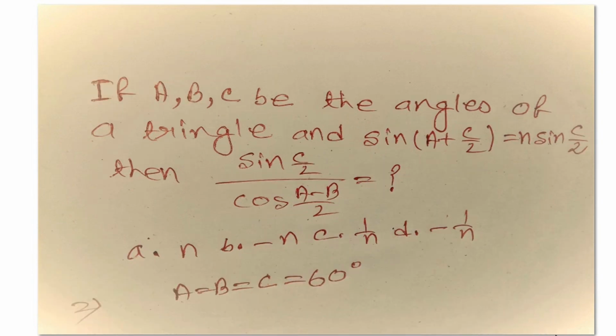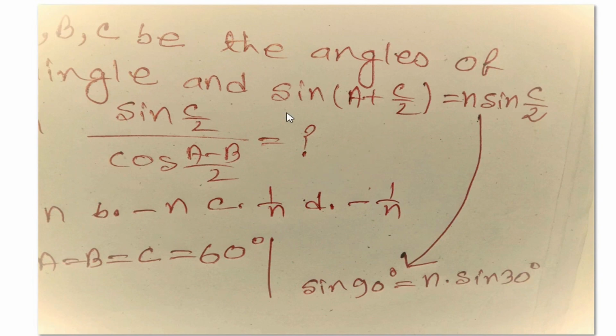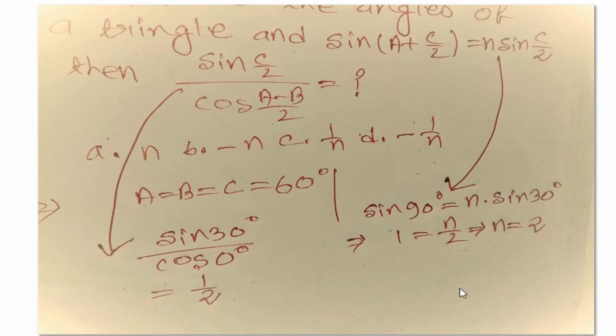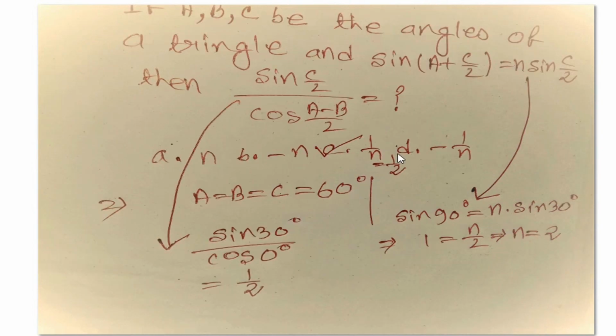So we will take A equals B equals C equals 60 degrees, and we put the value in sin((A+C)/2) equals n sin(C/2), and after putting we get sin 90 degrees equals n sin 30 degrees, so we will get the value n equals 2. Now we will put A equals B equals C equals 60 degrees in the question, so we will get sin 30 over cos 0, so we will get the answer 1 over 2. Now we will put n equals 2 in the options, so only option C gives 1 over 2, and we get 1 over 2 here, so C will be our answer.